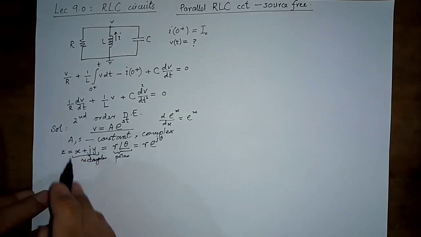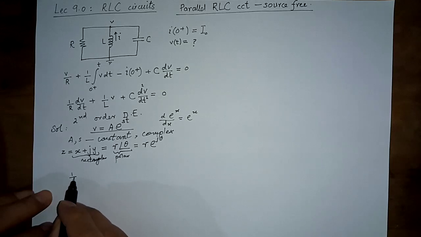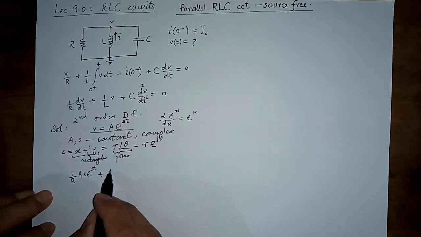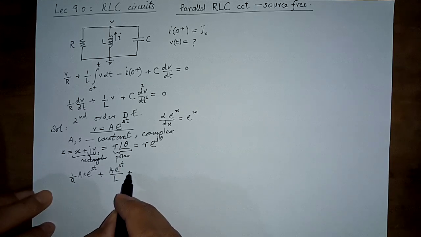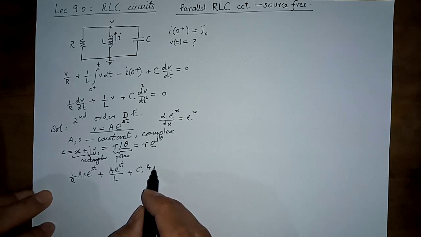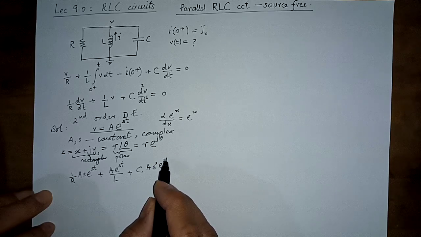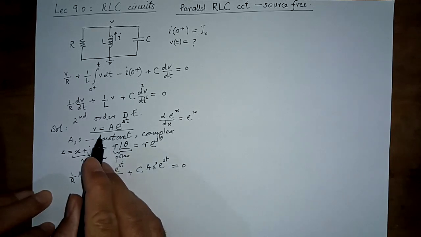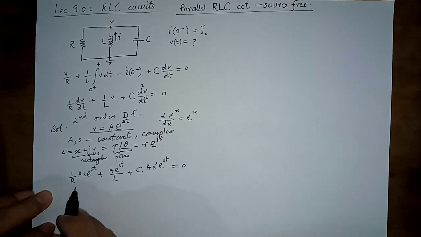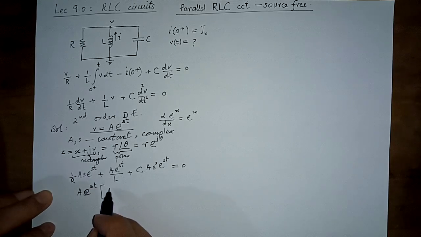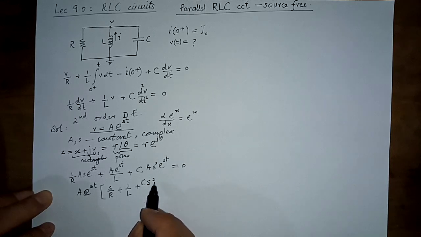So if we put this solution in that equation, we are going to get 1 over R times the derivative of this thing, A e raised to the power st, plus A e raised to the power st, v itself over L, plus C times the second derivative, which is going to be A s squared e raised to the power st, equal to 0. So if this is the solution, as we are assuming, it must satisfy this equation. So we can take the terms A e raised to the power st common, so what we are left with is s over R plus 1 over L plus s squared C equal to 0.